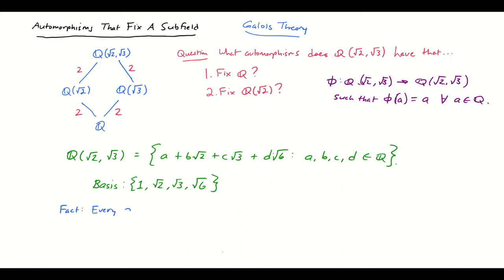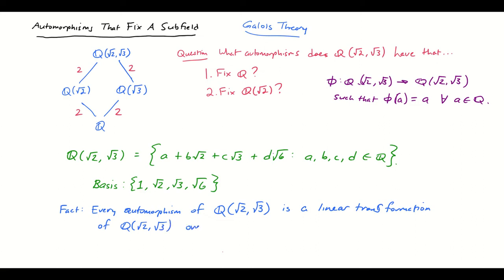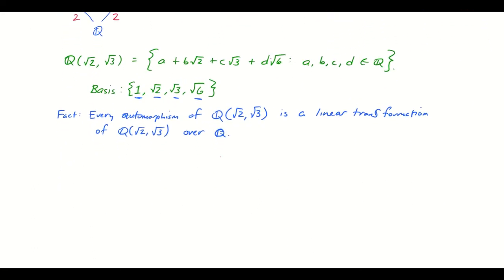Every automorphism of Q adjoin root 2 and root 3 is a linear transformation of this vector space to itself. So I'll just say of Q adjoin root 2 and root 3 over the field of scalars Q. So in other words, I can understand what every automorphism does by understanding what it does to each basis element. Okay, and I want to illustrate why, just in case you're not totally fresh on your linear algebra here.